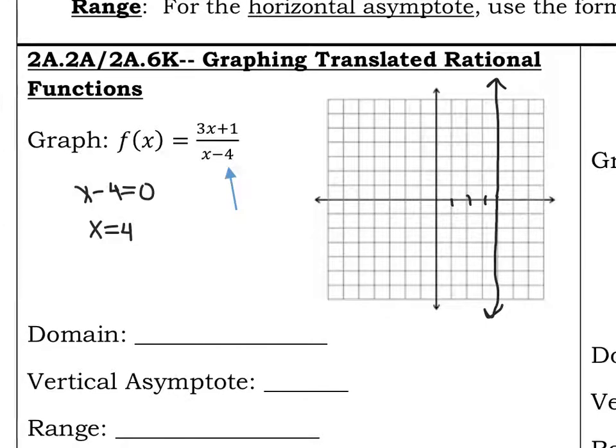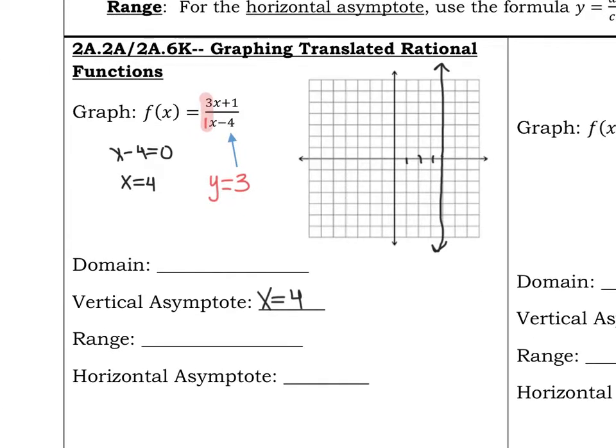To find my horizontal asymptote, which is new today, I'm going to divide my coefficients. On the denominator, the coefficient that I don't see is actually a 1. So 3 divided by 1, my horizontal asymptote is y equals 3. So my domain is all real numbers except x cannot equal 4.